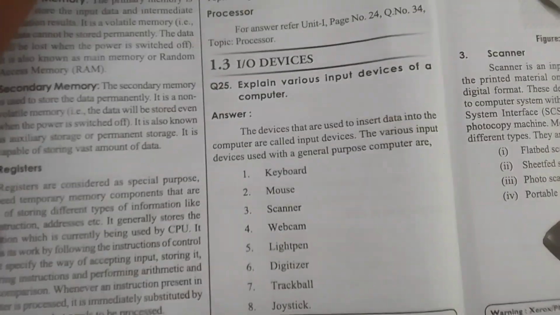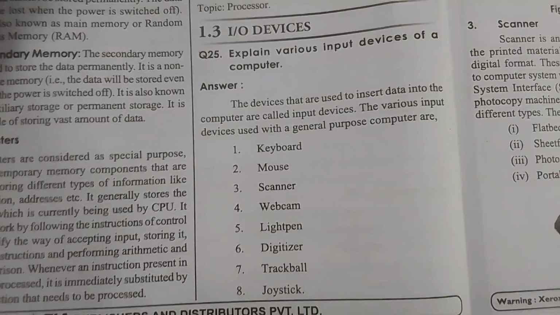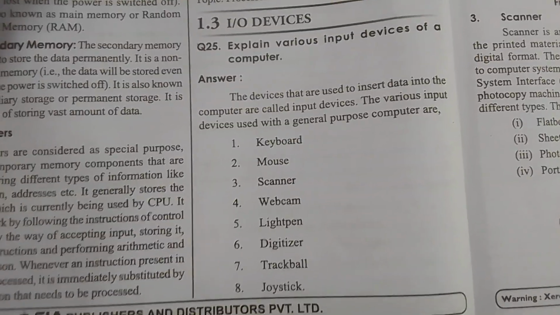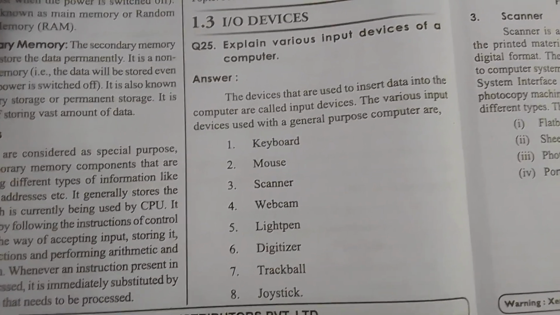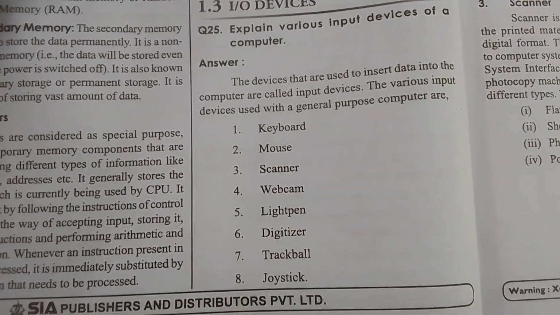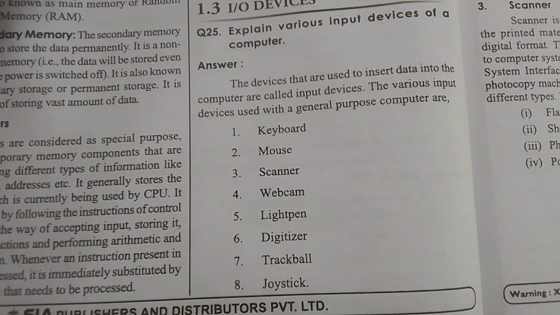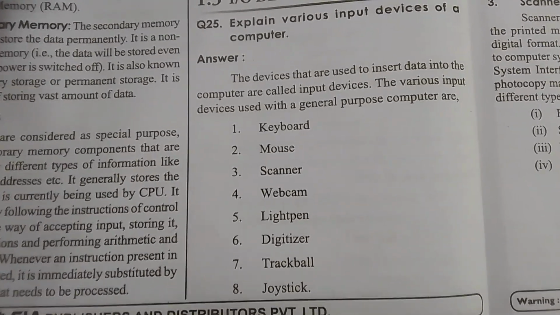Next comes your various input and output devices. This is very important and asked numerous times. You can see that there are 8 input devices listed. You don't have to read all of them, but the most important ones are keyboard, mouse, scanner, joystick, and light pen. This is how you will have to write.